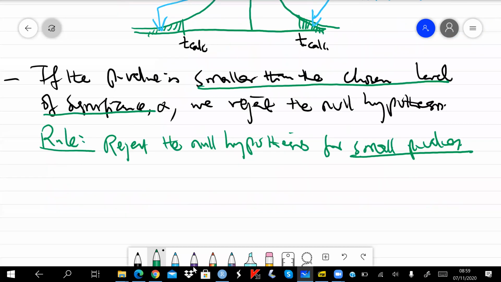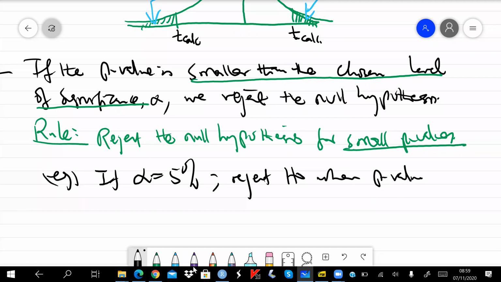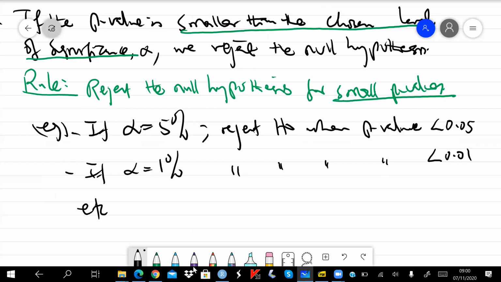For instance, if you are using alpha of 5%, you reject H naught when the p-value is less than 0.05. That's the rule. Okay, so if alpha is 1%, you reject H naught when the p-value is less than 0.01, etc. So it's like the evidence you have in support of the null hypothesis. If the evidence is very small, you reject the null hypothesis in favor of the alternative hypothesis.